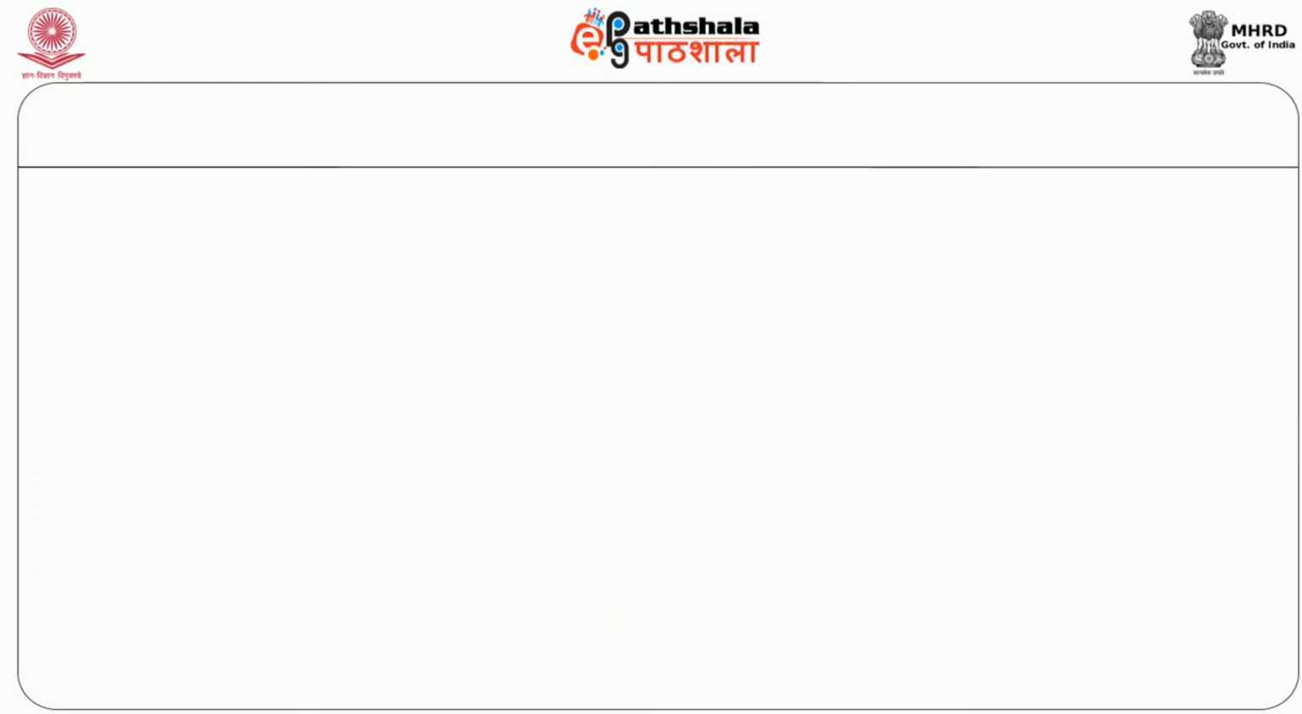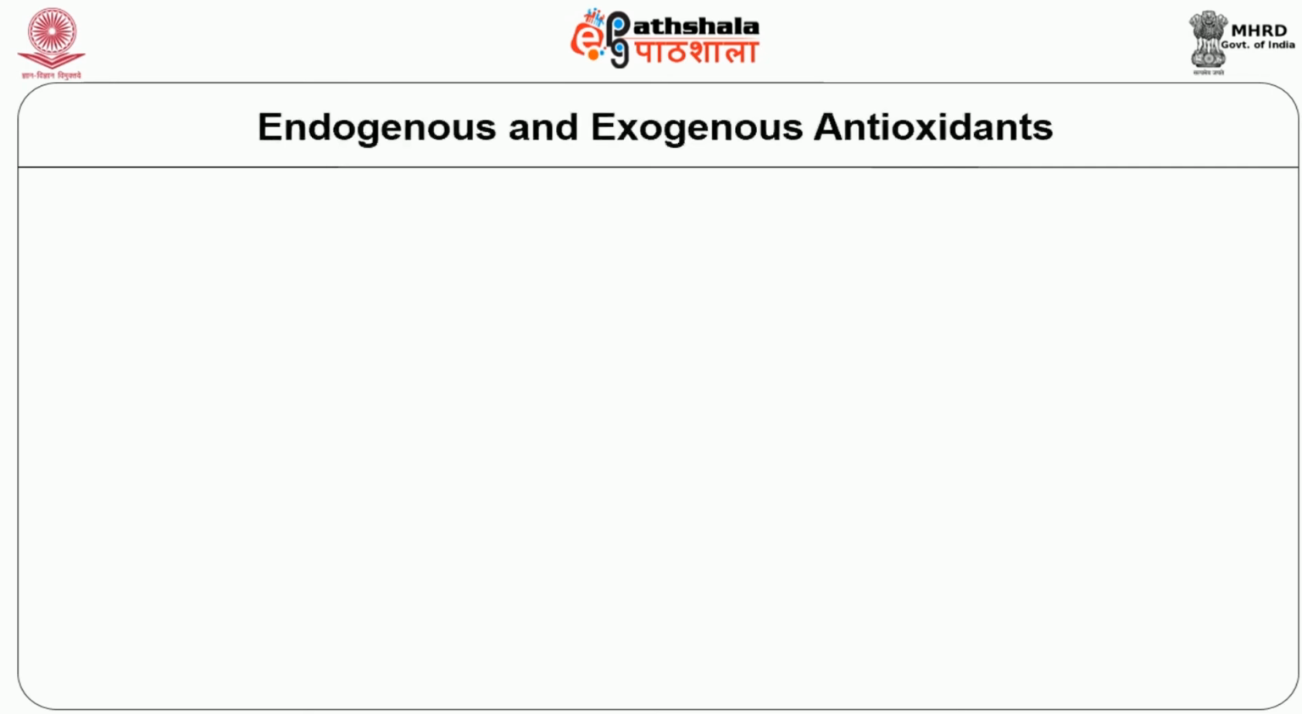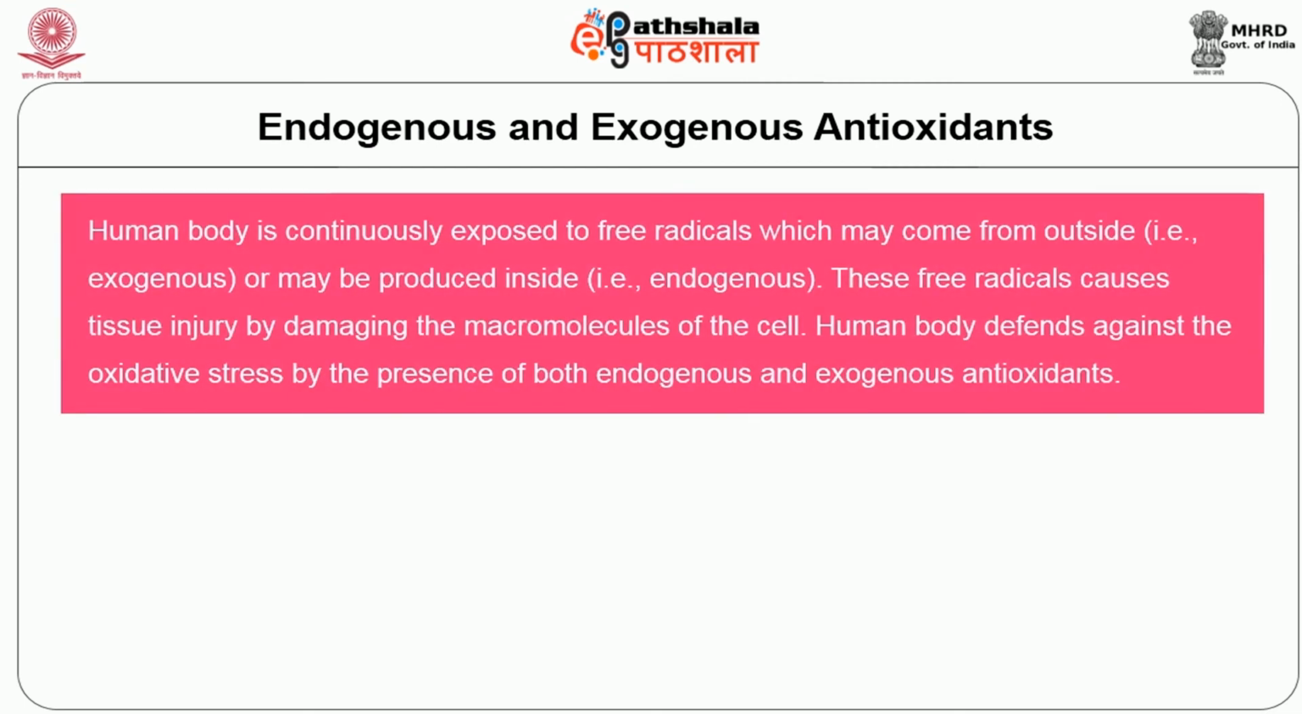Now we will see the fourth type of classification of antioxidants, which are endogenous and exogenous antioxidants, classified based on the source. As you are aware, the human body is continuously exposed to free radicals which may come from outside, that is exogenous, or may be produced inside, that is endogenous. These free radicals cause tissue injury by damaging the macromolecules of the cell. The human body defends against oxidative stress by the presence of both exogenous and endogenous antioxidants.